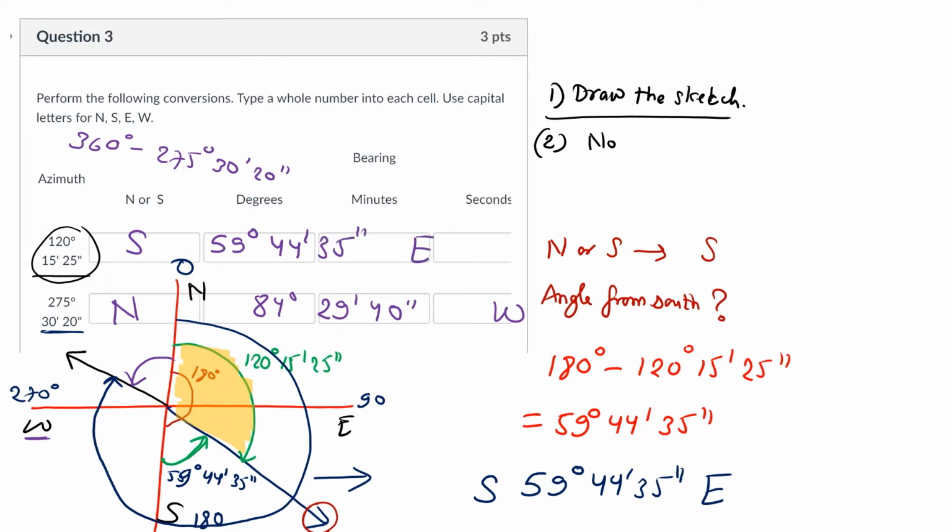Yes. So this is how we convert azimuth to bearing, and the key here is the sketch, right? If you know how to draw the sketch and if you understand the concept, then you can easily convert from azimuth to bearing and bearing to azimuth.